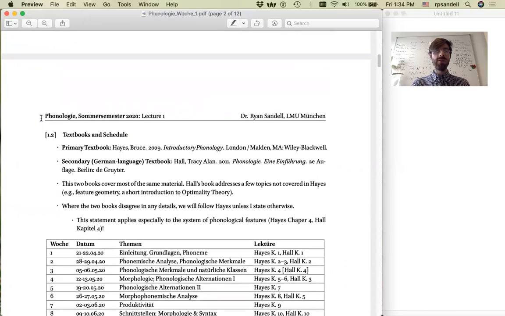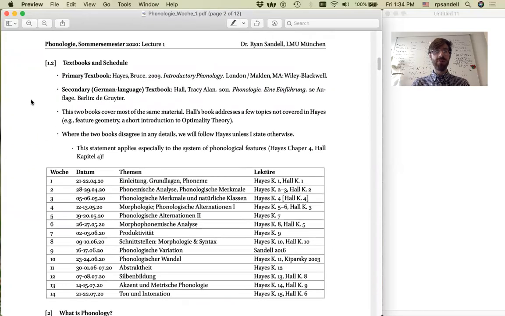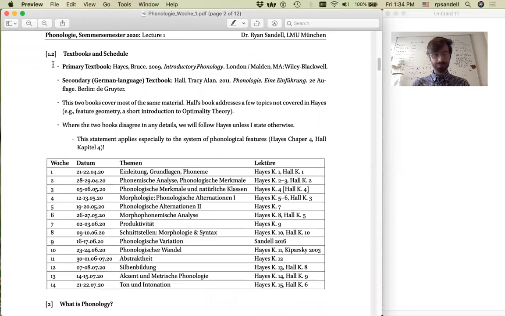Okay, so let me say a couple of brief words about our textbooks and the schedule. I'll be working primarily with the 2009 textbook of Bruce Hayes. The title is straightforward, Introductory Phonology, and we'll essentially be working our way from beginning to end with this textbook. And for those of you at the Ludwig-Maximilians-Universität who are following along with this course, another good reference is the 2011 book in its second edition of Tracy Alan Hall, Phonologie, eine Einführung.